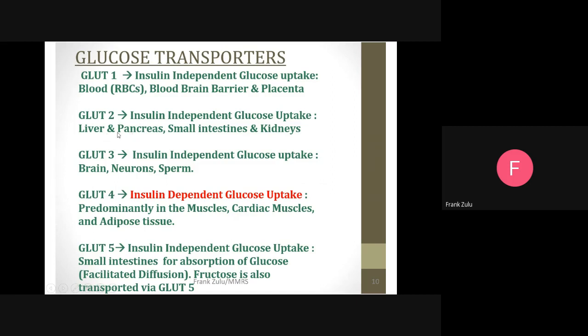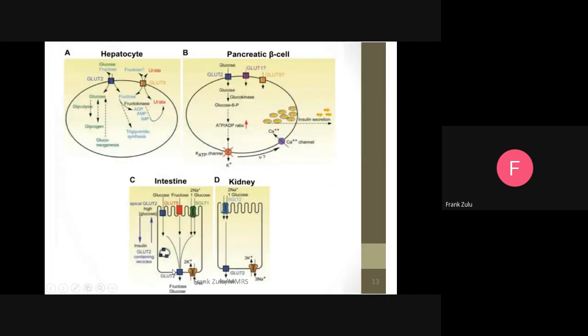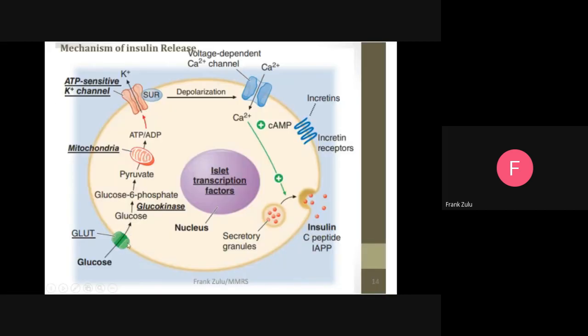Which is also found in the liver and other places. So the pancreatic cells have GLUT2. Now, this GLUT2 transporter is unique. It's a bit different from the GLUT2 we saw in the small intestines and the kidneys, because it is attached to a hexokinase 2.